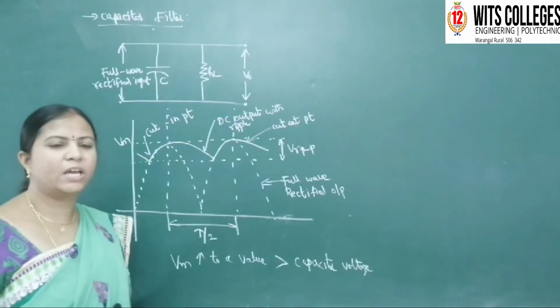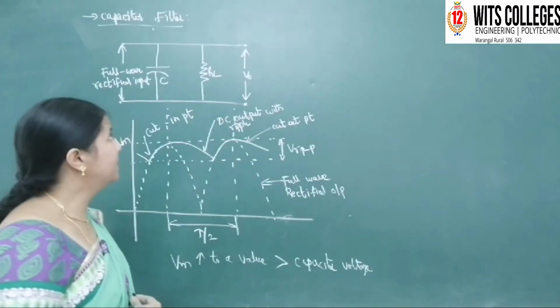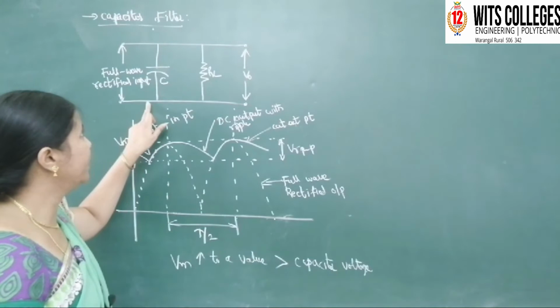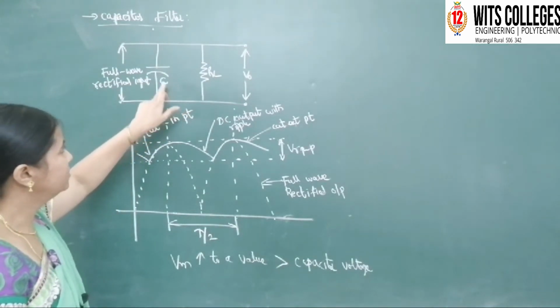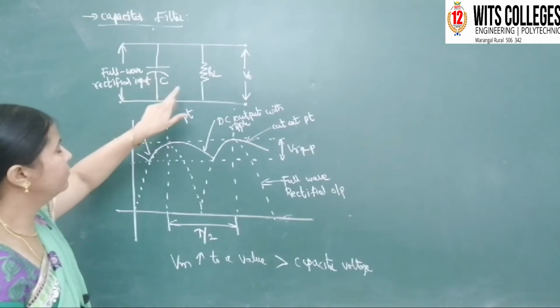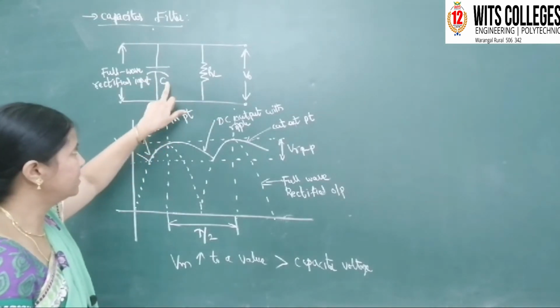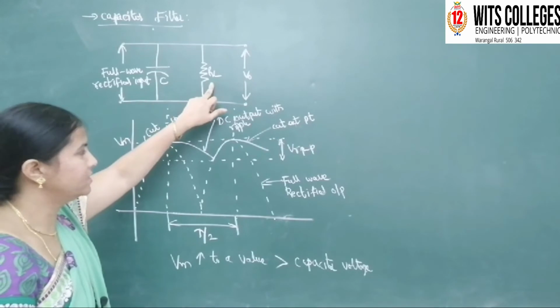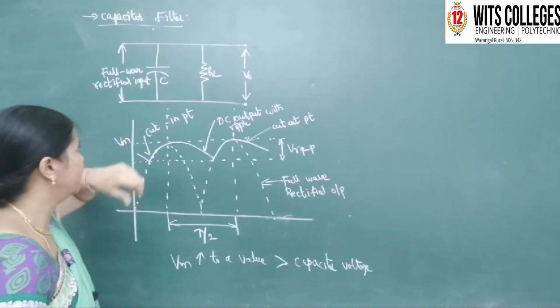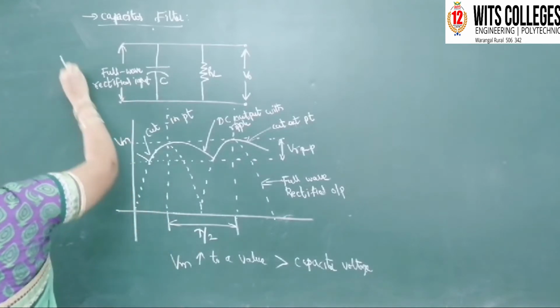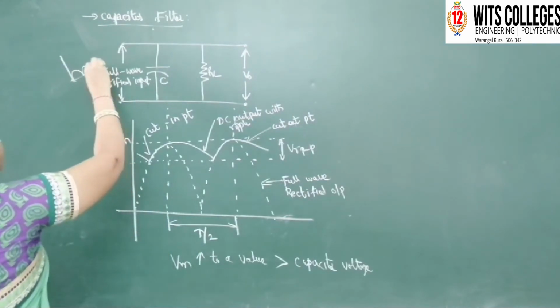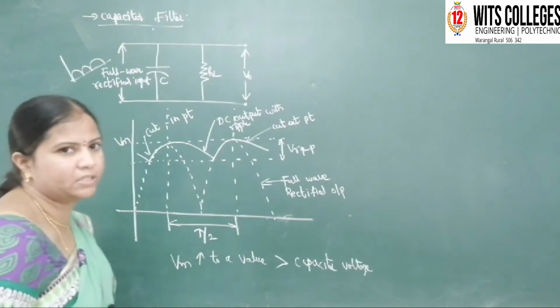Okay, the next type of filter is the capacitor filter. This is the circuit diagram of the capacitor filter. Here the capacitor C is connected in shunt with the resistor RL, so they are connected in parallel to each other. This is the full wave rectifier input, and the full wave rectifier output is like this. This is the input to the capacitor filter.